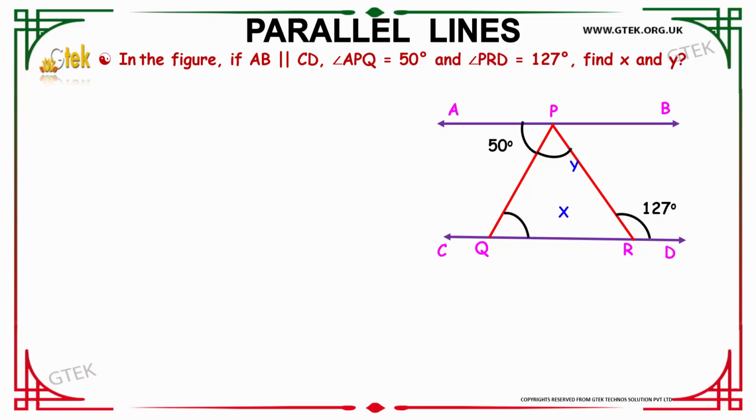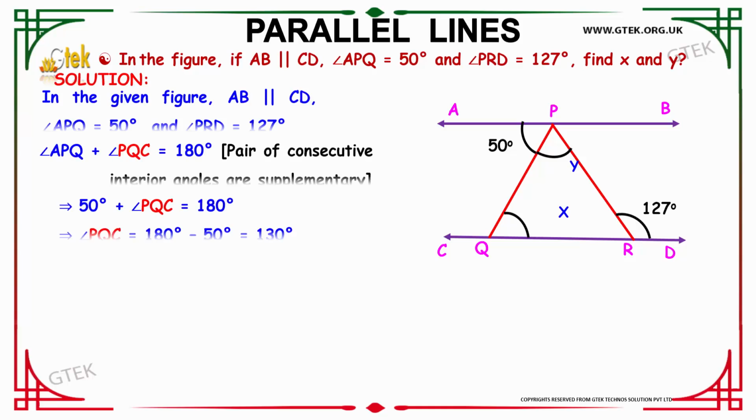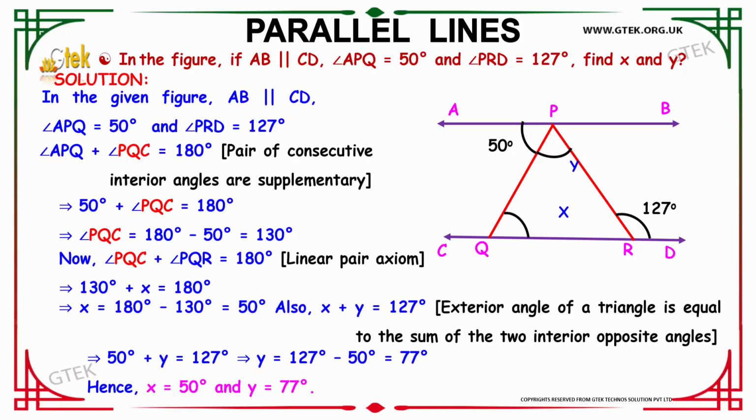Let's go with the other example. In this figure, if AB equals CD, then angle APQ is 50 degrees, and angle PRD equals 127 degrees. We need to find the values of X and Y. So this is the given figure.